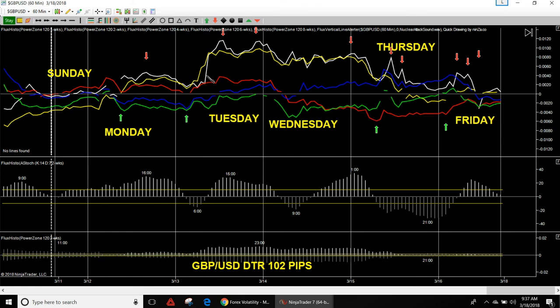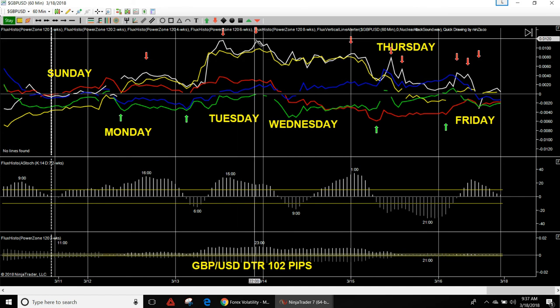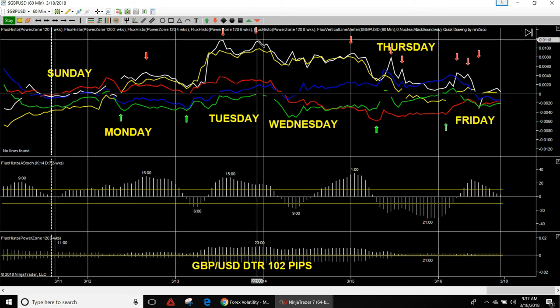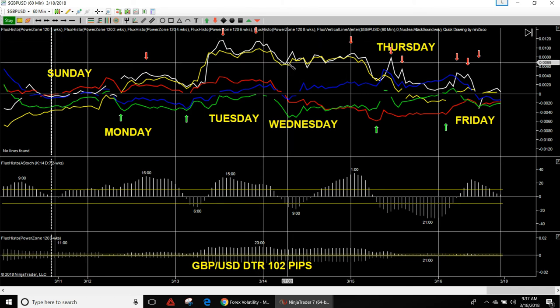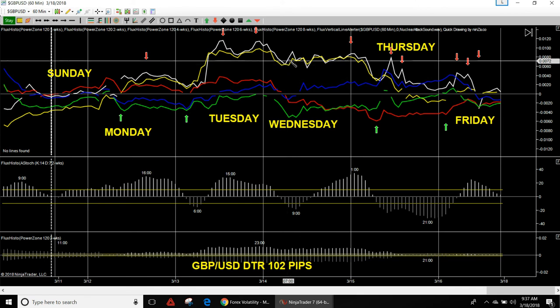In the morning, look for an up move on the pound US dollar, up until 1300 on Tuesday, slight pullback. We're going to have an up move at 1700. Looks like it's going to be a lower high right here at 2300, and look for a down move on the US dollar. Great British Pound US dollar.